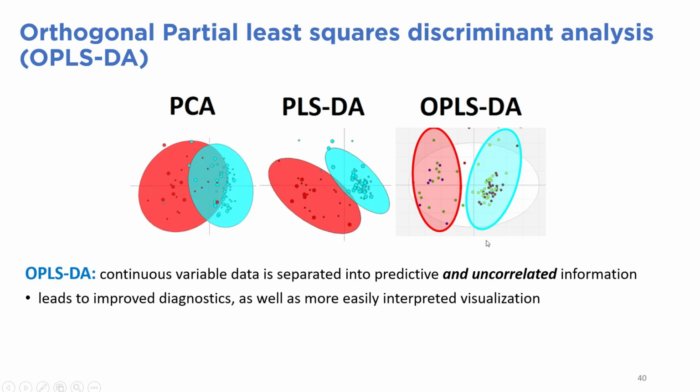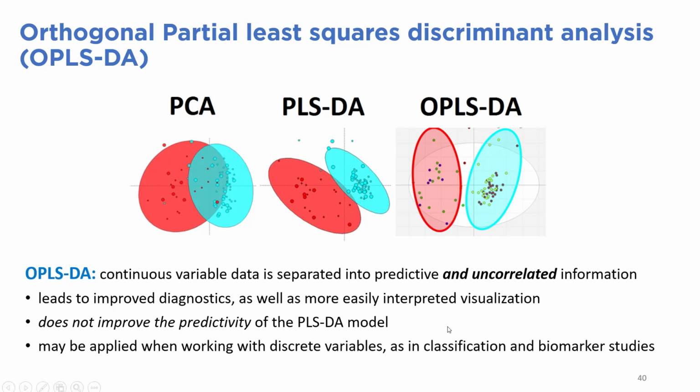This is great for diagnostics and easily interpreted visualization, but you are really forcing a model onto your data here. So you have to be very careful that you do not overfit your data. It does not improve the predictivity of the PLSDA. So in fact, if your model from PLSDA is predictive and gives you sort of a strong predictive outcome, which you can do with tests after the fact, there's permutation tests that give you an idea of how predictive your model is. If you do the OPLSDA, this should not improve your predictability at all, but it does look better. And it may identify variables that more strongly affect the data.